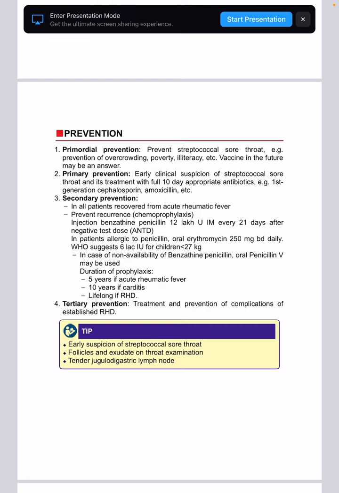In patients allergic to penicillin, give erythromycin daily. WHO suggests 6 lakh IU for children. In case of non-availability of benzathine penicillin, oral penicillin may be used. Duration of prophylaxis: 5 years for acute rheumatic fever, 10 years for carditis, lifelong for RHD. If it is acute rheumatic fever, then only for 5 years. Only 5 years is also long, but still 10 years for carditis and lifelong for RHD.